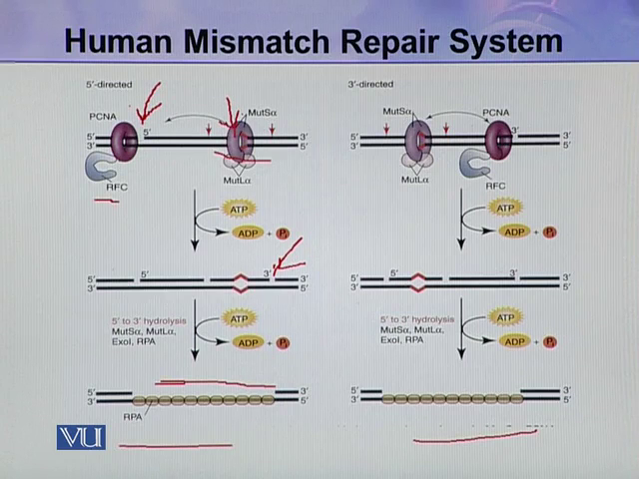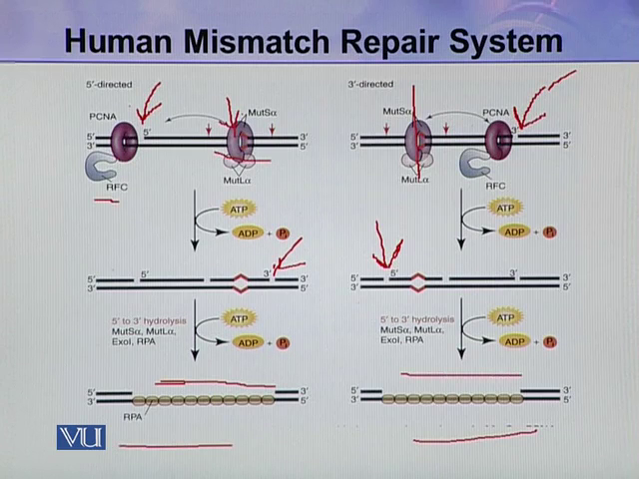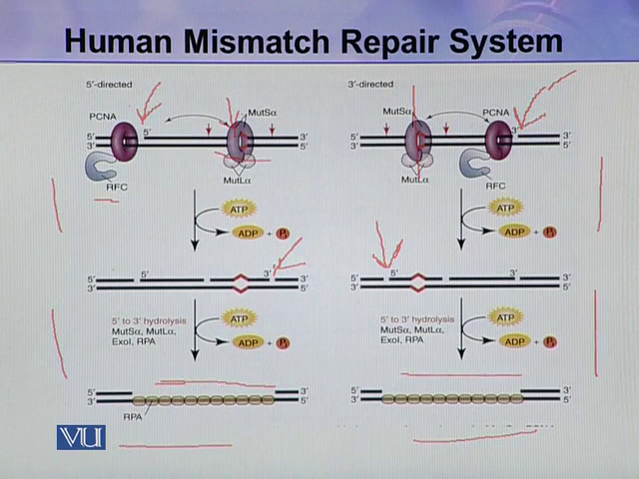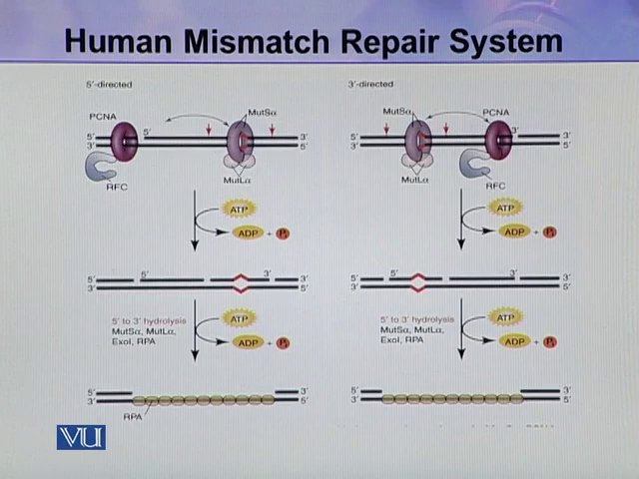Similarly, here you can see a 3' directed mismatch repair. The mismatch is present here and a nick is present on the 3' side. In this way, a new nick is introduced on the 5' side, and then this is hydrolyzed from 5' to 3' direction in the presence of MutS alpha, MutL alpha, Exo 1 and RPA. Both these reactions, and similarly here, are coupled with the production of energy from ATP hydrolysis. So this is a brief of the human mismatch repair system.